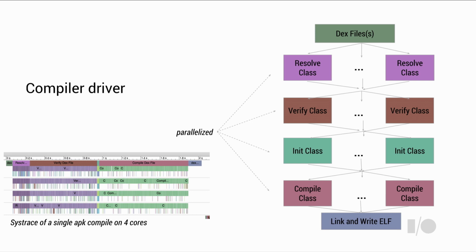So this is just a time-based view of what compilation looks like. On the lower left, we have a systrace of a compilation of a pretty meaty app. It's running on a 4-core device. And I've tried to break out the colored boxes on the lower left to the right so you can get an idea of what's going on there. And I'll talk through that.